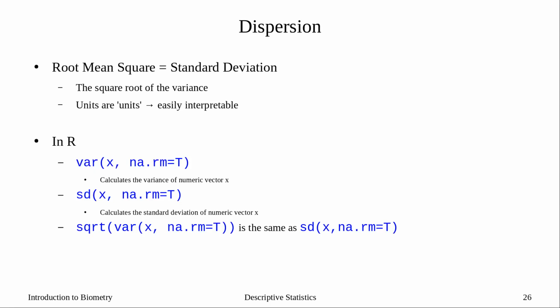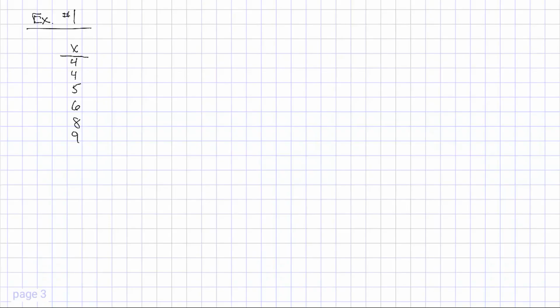So now that we know the functions, let's go through and give you some examples of how to calculate standard deviation and variances by hand and also using R. As an example, let's consider this vector of data. I have 6 data points, and we want to calculate our variance and standard deviation.